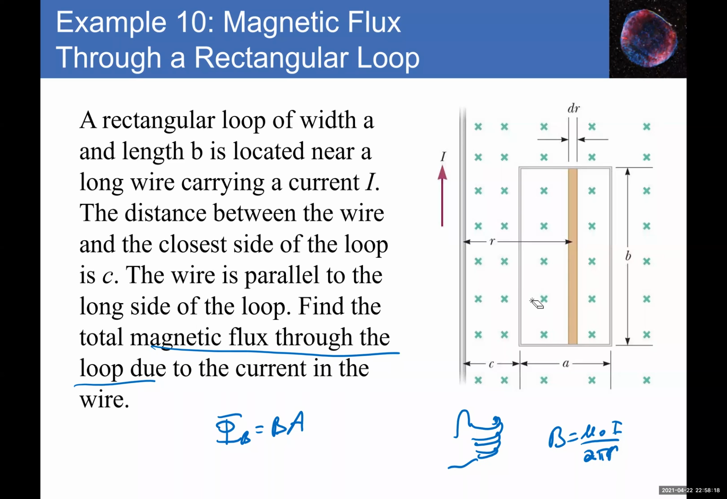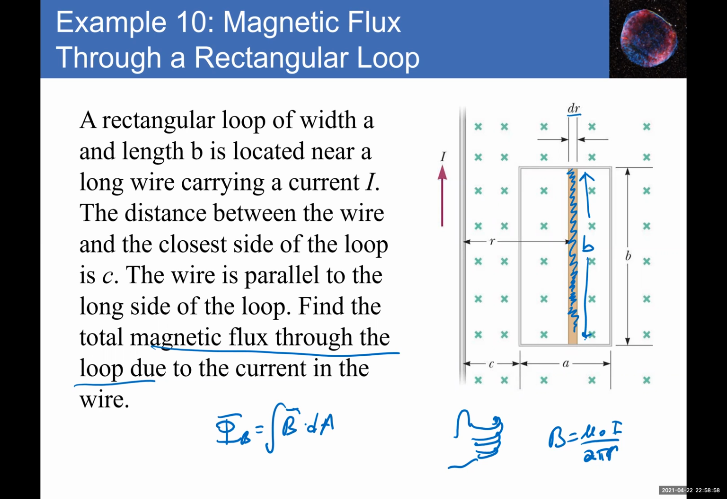Because technically the magnetic flux, remember, is the integral of B dot dA. And what we need to do here is integrate this in order to get the total magnetic flux. What we do here is we choose a sort of patch. It has a size dr. That means let's say the thickness is dr, and its length here is b.